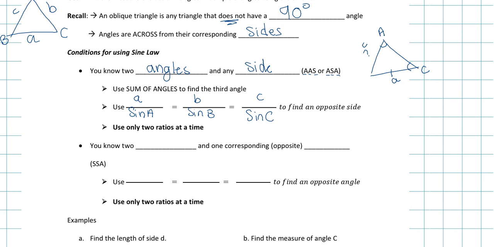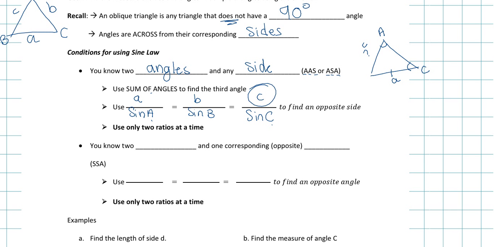In order for you to be able to use these formulas, you need to know three pieces of information: two angles and an opposite side. So if I know, let's say, angle A and angle C, and I know side A, then I can look for side C. Make sense? Because I know three pieces of information, and I'm only missing one.